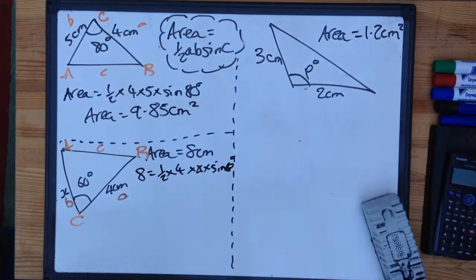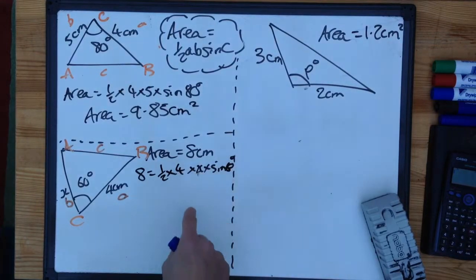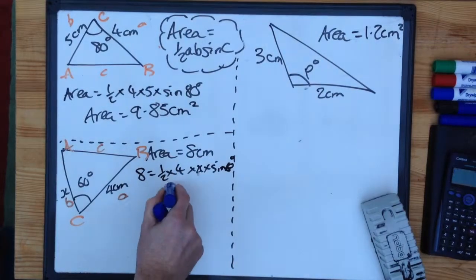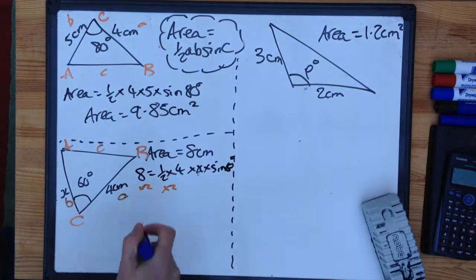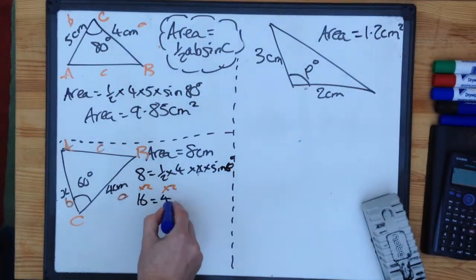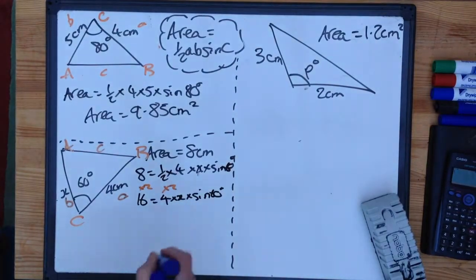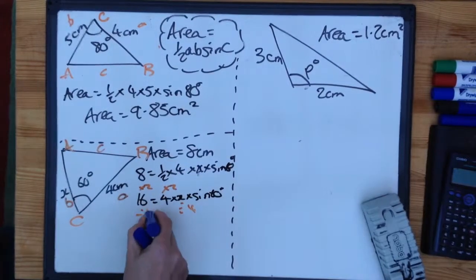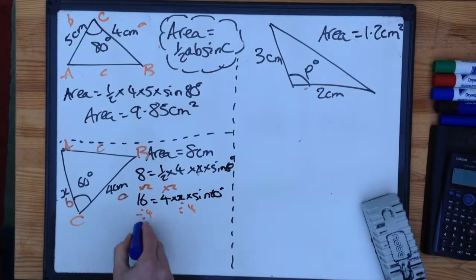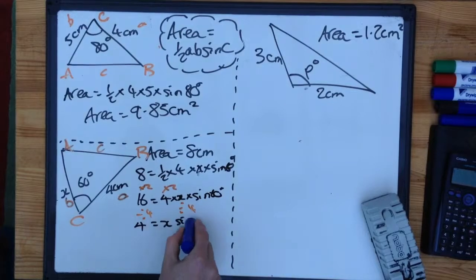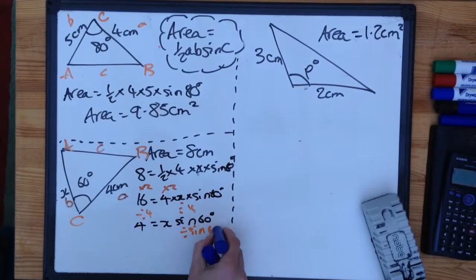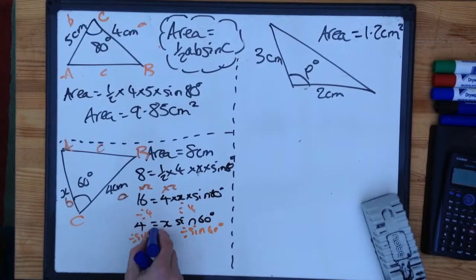So we have to do a little bit of rearrangement here to get our x by itself. So the first thing I'm going to do is double it to get rid of that 2. And there are lots of different ways to do this. We'll start like this. So 16 is 4 times x times sin 60. To get rid of that 4, we need to divide by 4. 16 divided by 4 is 4, so 4 is equal to x sin 60. To get rid of the sin 60, divide by sin 60. And we end up with x, 4 over sin 60 is equal to x.